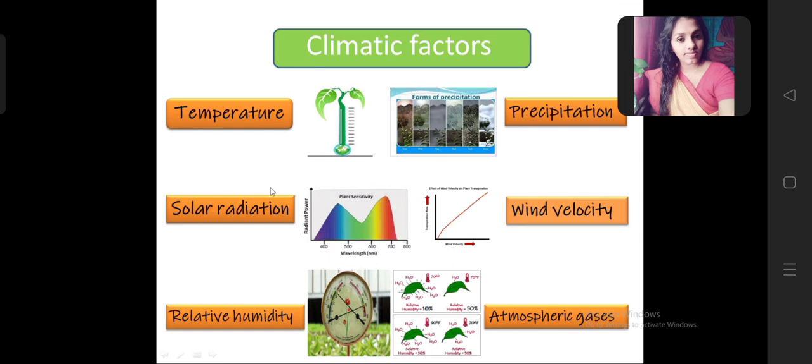Okay, so you can remember it very easily. Here the solar radiation is around 400 to 600 nanometers, wind velocity is around 4 to 6 kilometers per hour, and relative humidity is also 40 to 60 percent. So these three things are related to the 4 to 6 range, and you can remember this very easily.